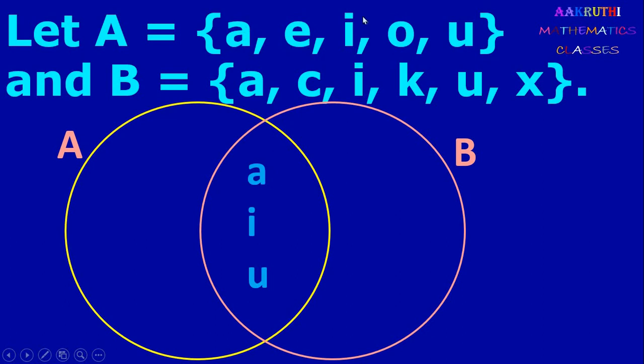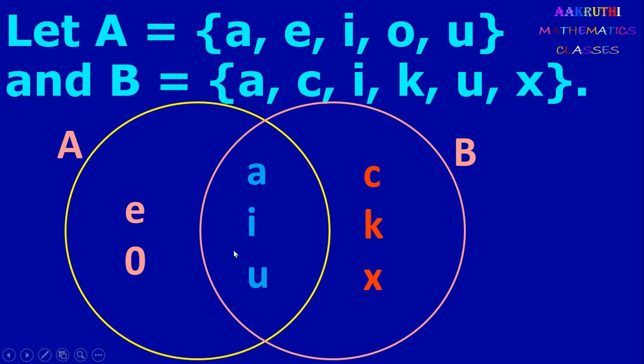After writing A, I, U, the remaining elements of A are E and O. Write those elements on this side, E and O. So set A elements are A, I, U, E and O. Now after writing A, I, U from B, the remaining elements are C, K and X. So write them on the right side. Therefore the total elements of B are A, I, U, C, K and X.